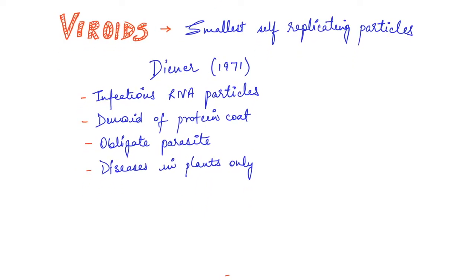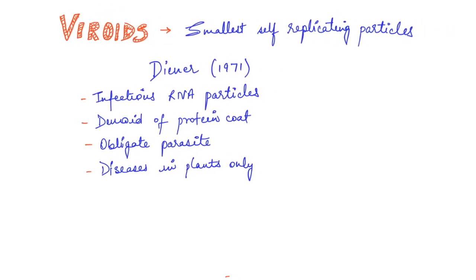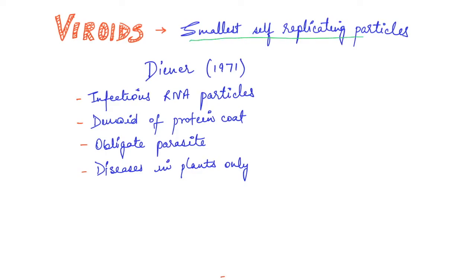So basically, viroids are the smallest self replicating particles. What are viroids? These are the smallest self replicating particles. It was discovered by Diener in 1971. Now, viroids are infectious RNA particles. Okay, they are devoid of protein coat.